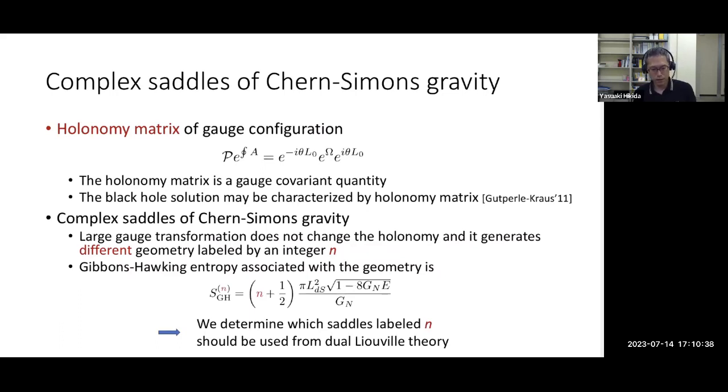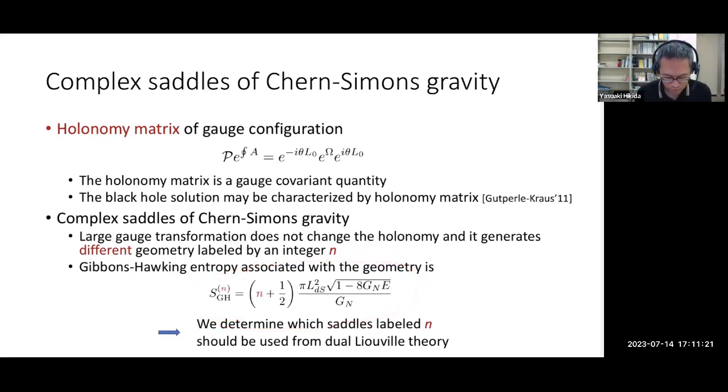But now we are working on some complexified version of it. So we are actually considering the SL2C gauge group, and the level is non-integer. So a large gauge transformation actually generates a different geometry. And the large gauge transformation is labeled by some integer. Therefore, different geometry is labeled by some integer. And we can construct such geometry, and we can compute the Gibbons-Hawking entropy associated with it. And this is given by this one.